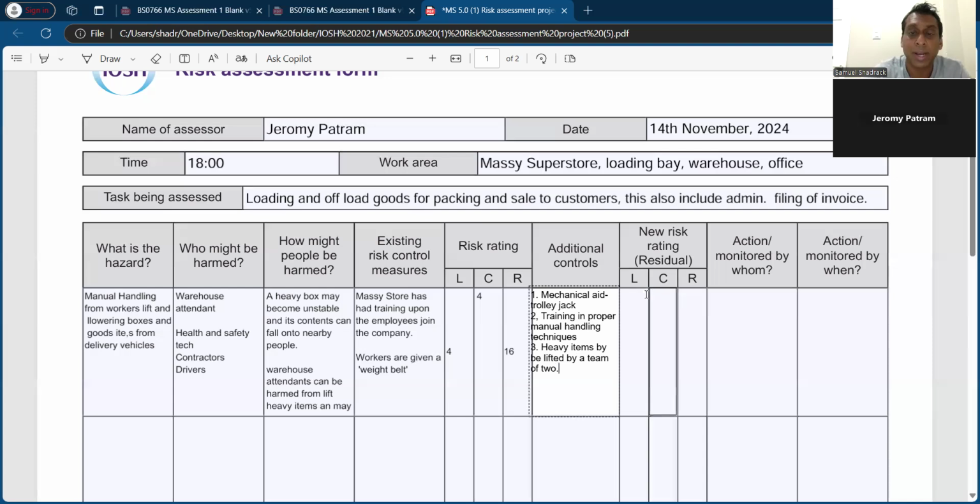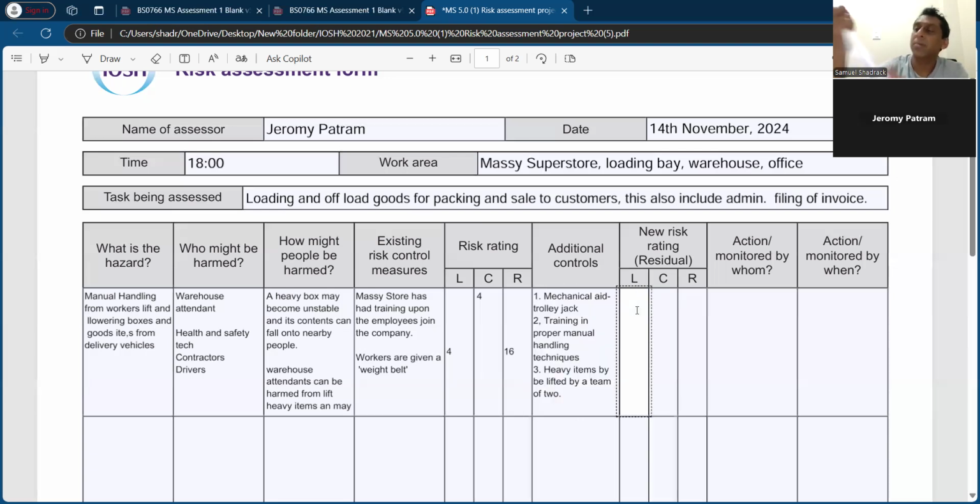And then if you recommend those things, you go and rework the risk again. So with the mechanical aid, because we did say lifting the boxes, and with two persons lifting, the likelihood now may go down. So we said 4 before. Maybe they say there's a 1 in 10,000 chance. Maybe we could go with fairly likely, 3.